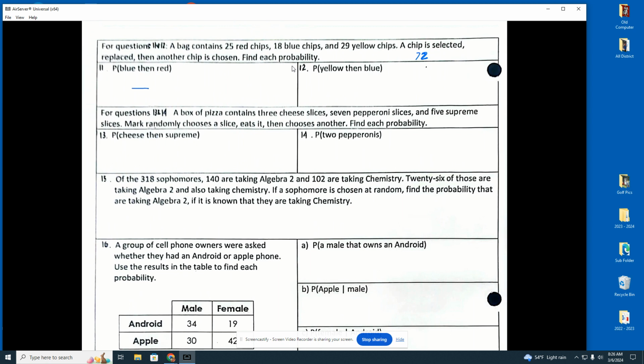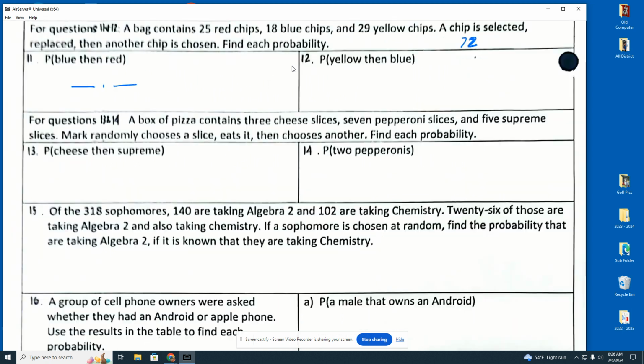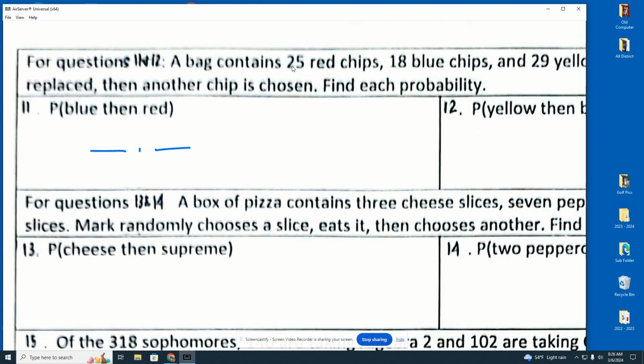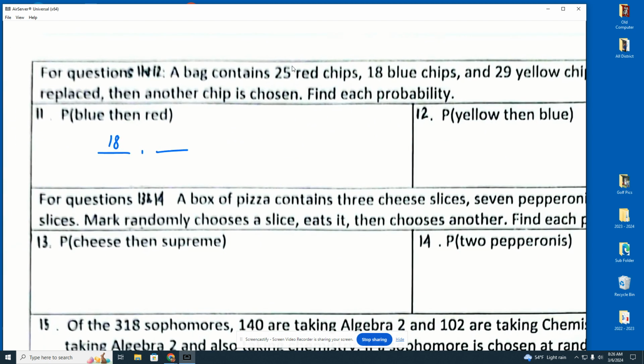Okay, so let's start with blue, but we know that we're also multiplying, okay? So how many blue ones were there? There were 18 out of those total 72 chips. You grabbed a blue one. You did good. You put it back in. How many chips are still there? Still 72 chips. But this time, what was the probability you grabbed a red one? So it's 18 over 72 times 25 over 72, which ended up being 25 over 288. Y'all good with that? Okay, let's go to the next one.